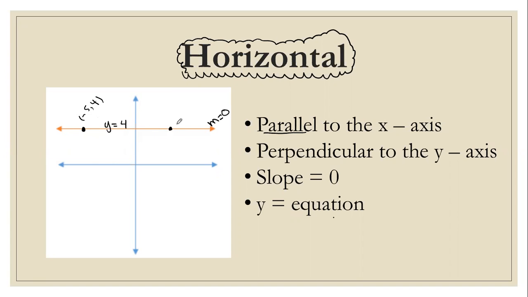Let's say this point was (3, 4). This point right here, let's say it's (2, 4). Every y value on this line is 4. Therefore, the equation to this line is y equals 4. And that's it.